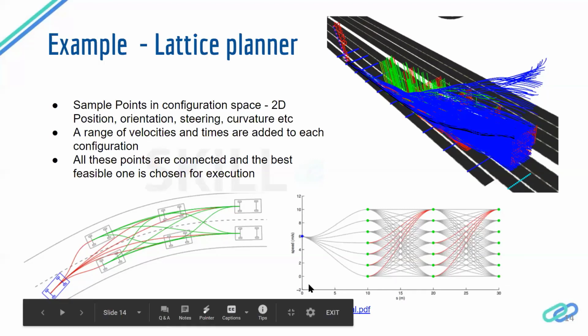So that's what we see on the right. We have the car which is at 0, and then we have samples at 10, the green dots at 20 and at 30. And next, you can go from this point to this point, 0 to 10, with different speeds.